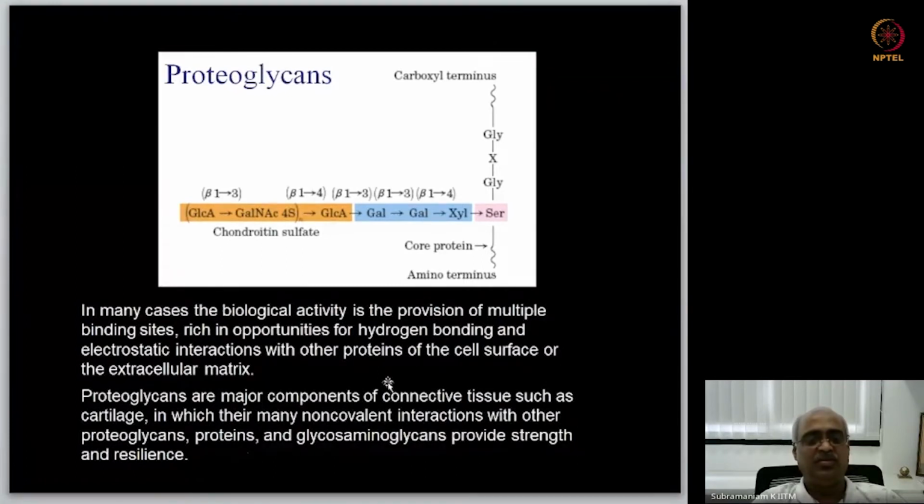Like for example, this core protein may be an integral membrane protein where a hydrophobic part of the chain interacts with the lipid bilayer, and therefore it is actually anchored in the membrane. So that is how the cells are cemented with the extracellular matrix. So they provide strength and resilience to the overall structure.